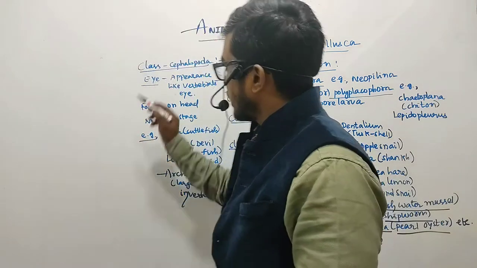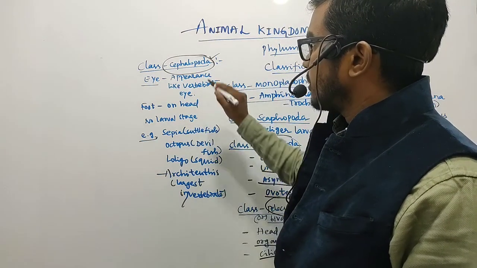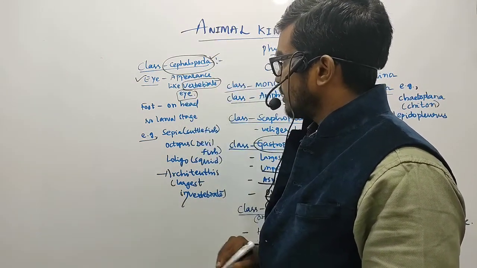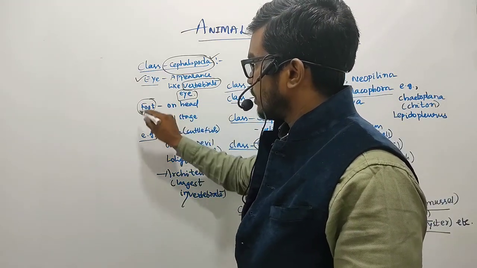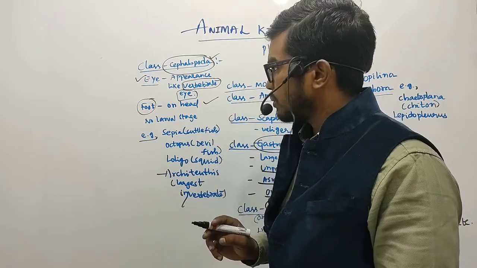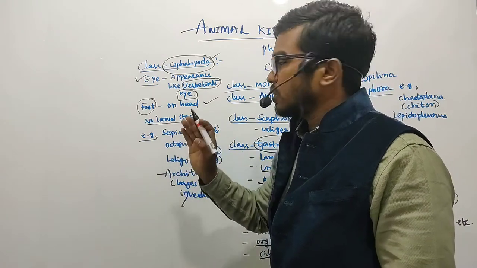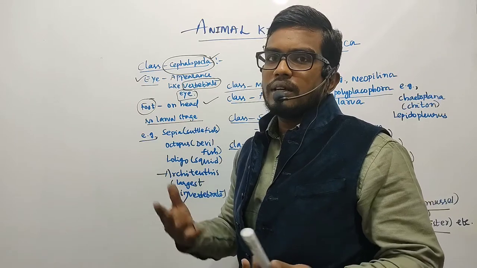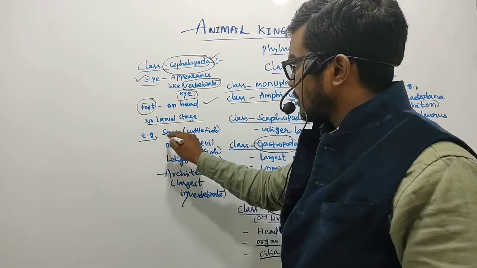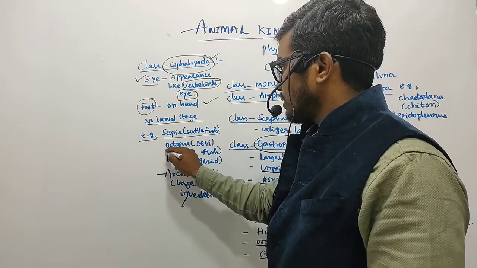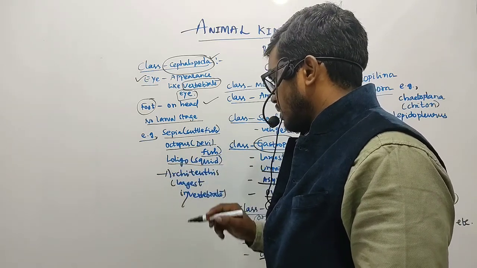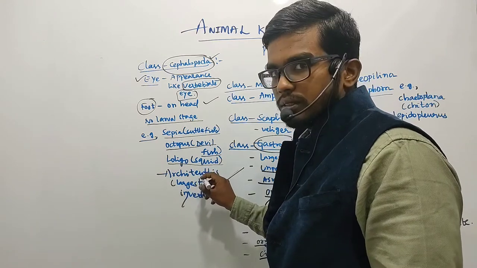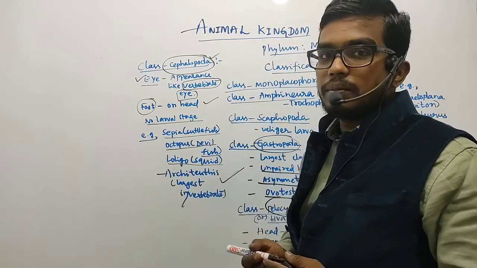Further, the sixth class we have here is Cephalopoda. The eye which is present in this class almost appears like a vertebrate eye. This is an important feature. They have the muscular foot, which is present on the top of the head, which helps in locomotion. You cannot find any larval stages at all here. We can also find the fossil remains of cephalopods, which are of varied importance. Examples are Sepia, commonly called cuttlefish. Octopus is commonly called devilfish. Loligo is commonly referred to as squid. Then note one more point here: we have Architeuthis, the largest invertebrate animal among all the phyla.